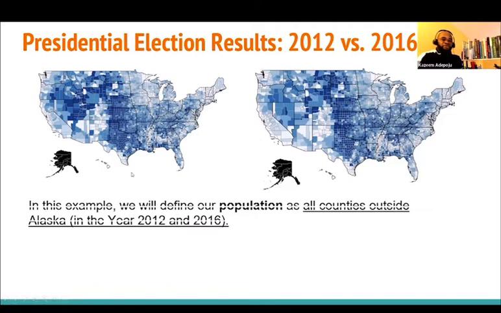If you take a look at this, it looks to me like Alaska, right? In this study, we actually want to build a population regression model. We're going to use all counties in the United States of America except the one in Alaska. I'm going to say that again.